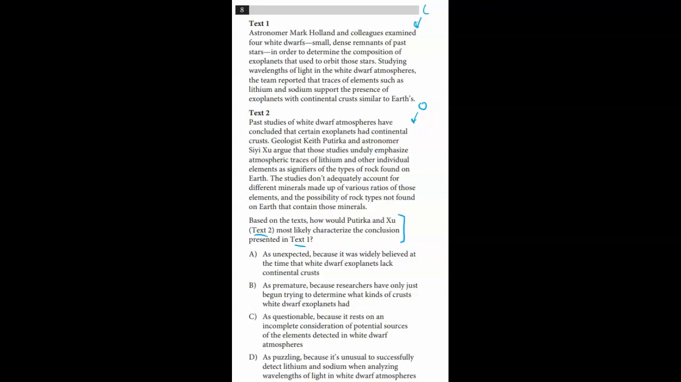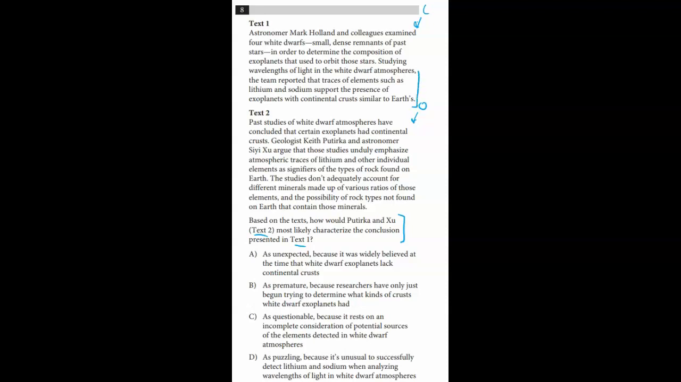Text 1: astronomer Mark Holland and colleagues examined white dwarfs, small, dense remnants of past stars, in order to determine the composition of exoplanets that used to orbit those stars, studying wavelengths of light from the white dwarf atmospheres. The team reported trace elements such as lithium and sodium. Cool. Support the presence of exoplanets with continental crust similar to Earth's.